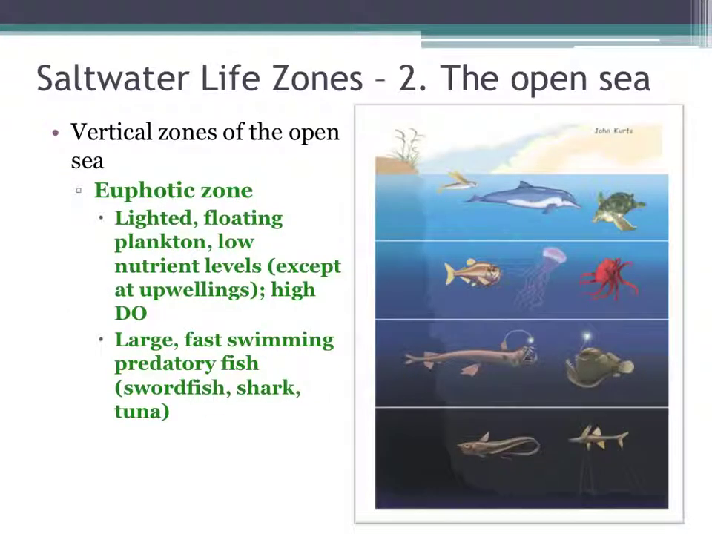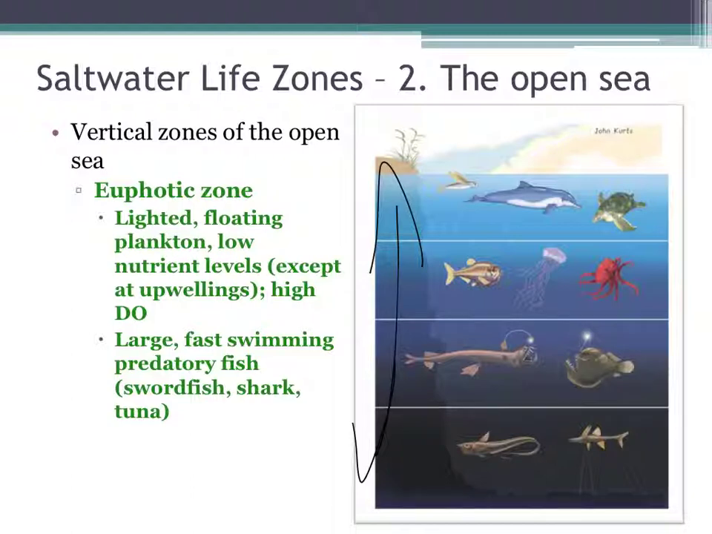The saltwater life zone is a little bit different than freshwater. We talked about coastal regions. Now the open sea, where you think about where all the sharks and things are going to live. This is after the coastal or continental drop. We have a couple different vertical zones, so vertical meaning up and down zones like this.